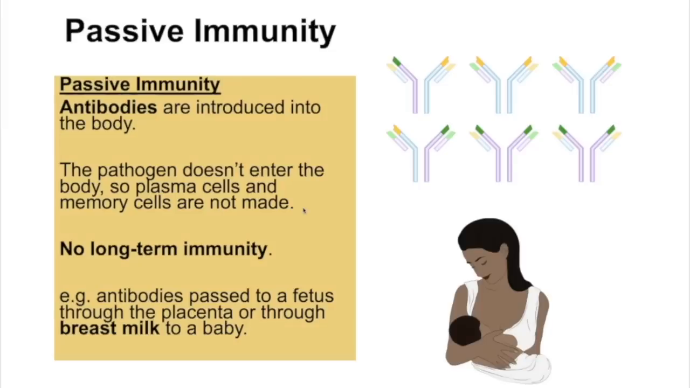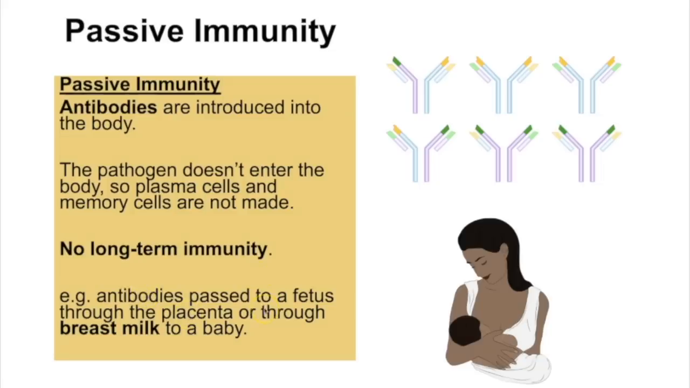Passive immunity, though, is when the antibodies are introduced to the body. So you haven't made the antibodies yourself, you are just gaining the antibodies. So that means that the pathogen didn't cause the creation and differentiation of plasma cells or any memory cells, so you won't have any long-term immunity. Examples of passive immunity could be antibodies passed to a fetus through the placenta or through breast milk from the mother to their baby.